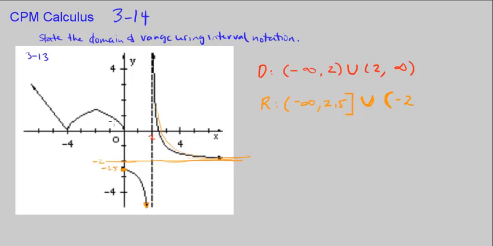So even though we have no value over here, as long as there is one or more values, we have a range output. Okay, so we have a y value here, here, here. We have 2 y values some places. We have 1, 2, 3, 4 some places. But we have at least one forever going up to infinity. Okay, so this right here is our domain and range in interval notation. And this ends CPM Calculus Chapter 3, number 14.